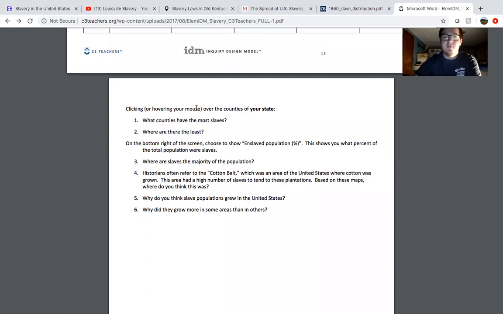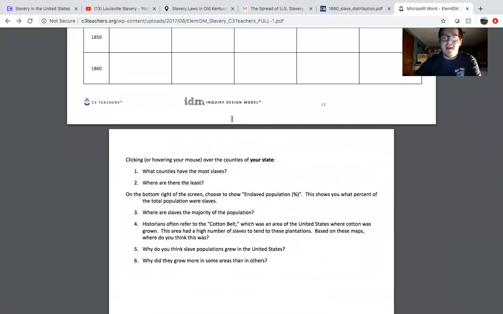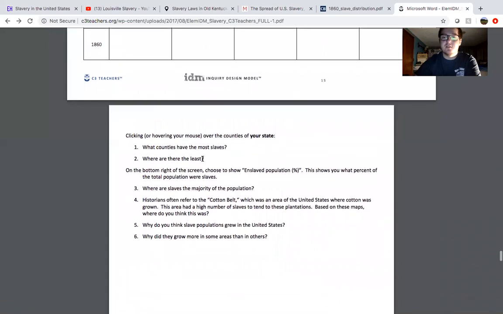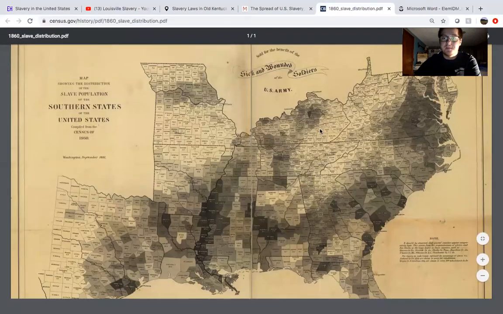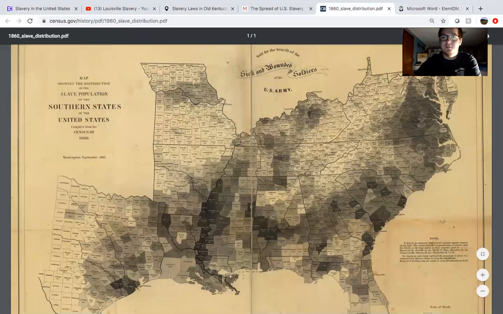So we have clicking or hovering your mouse over the counties of your state. This is where we're specifically looking in Kentucky. Most of us probably live in Rowan County, and Rowan County didn't form till after Kentucky had been a state for a few years. So make sure that we can find that. That's really where this map comes in. This is what I want you to use to answer these questions.